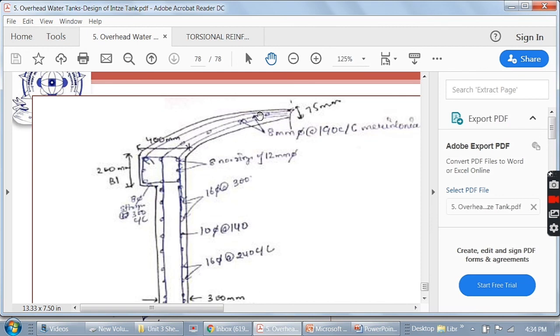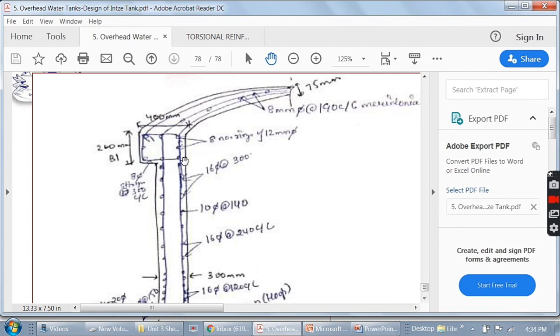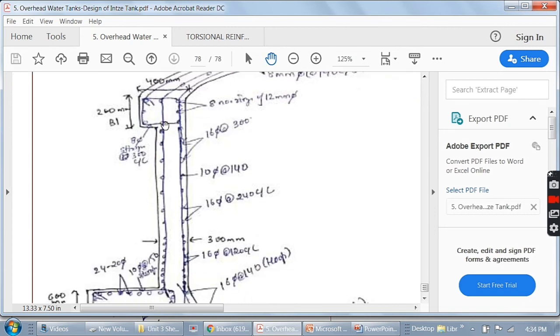And as you can see, this meridional reinforcement is continued to the top ring beam so as to provide proper connection between the top ring beam and top dome. Then in the top ring beam we had got 8 number rings of 12 mm diameter, and apart from that it were tied together by stirrups of 8 mm diameter and 300 mm center to center.